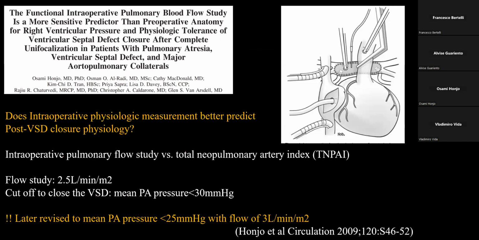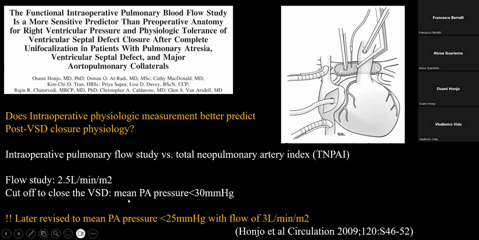So this is a relatively old study that we've done in SICCH. The research question was whether intraoperative physiologic measurement by means of the pulmonary intraoperative flow study better predicts post-VSD closure physiology compared to anatomic parameters such as total neopulmonary artery index. In this era, we used the flow study of 2.5 liter index going into the reconstructed pulmonary artery after unifocalization, and a cutoff value of mean PA pressure of 30 millimeters of mercury.